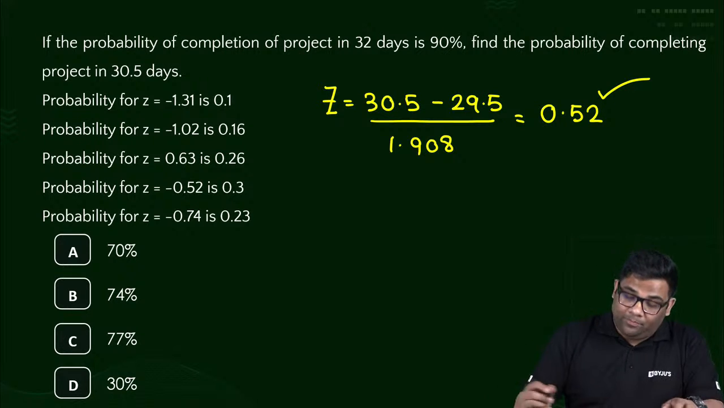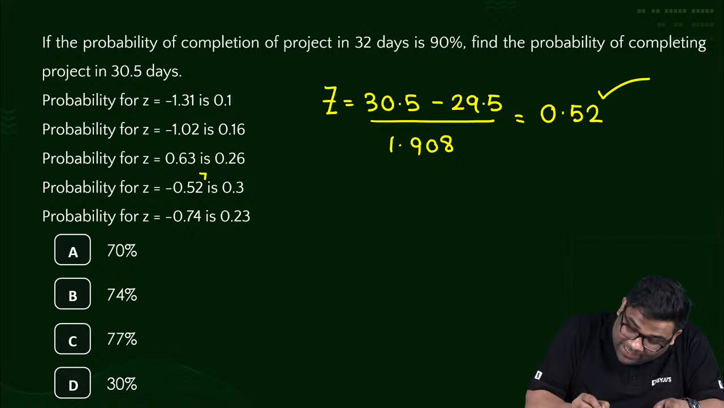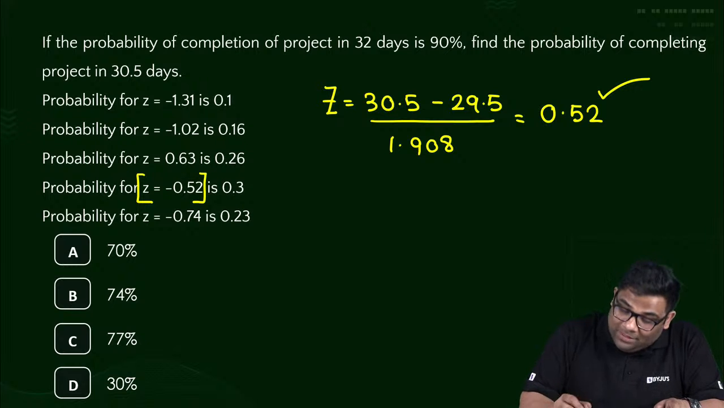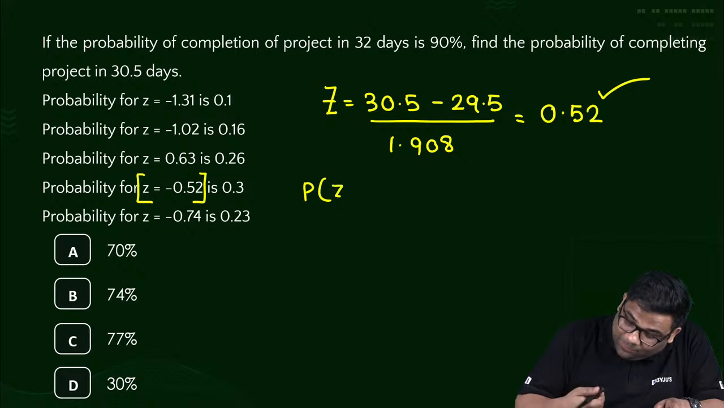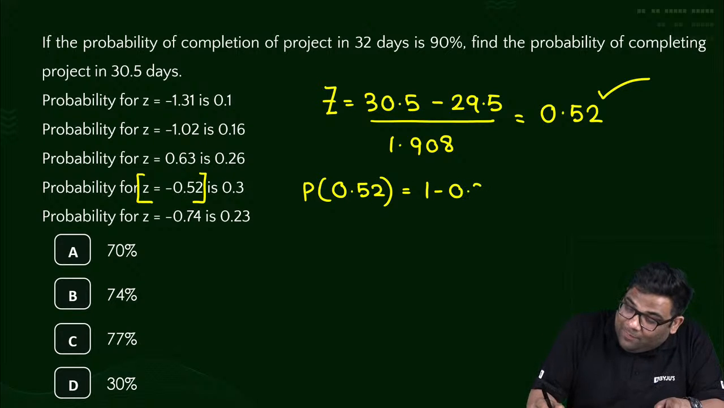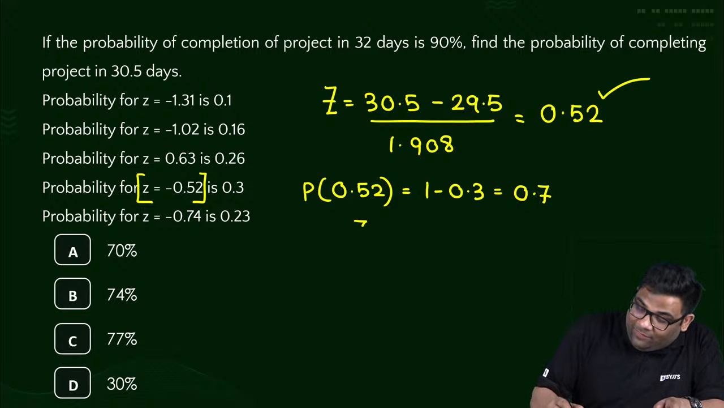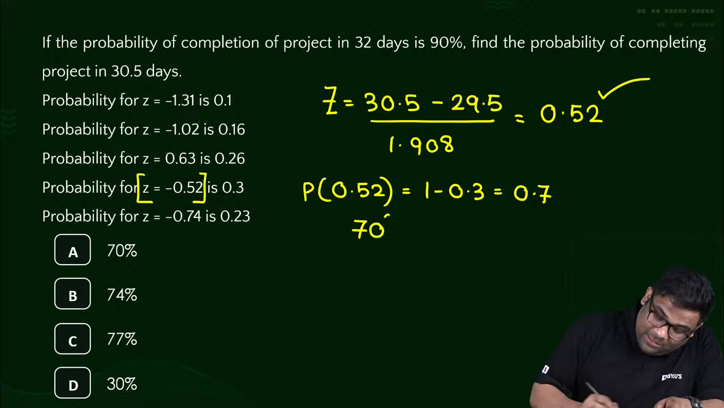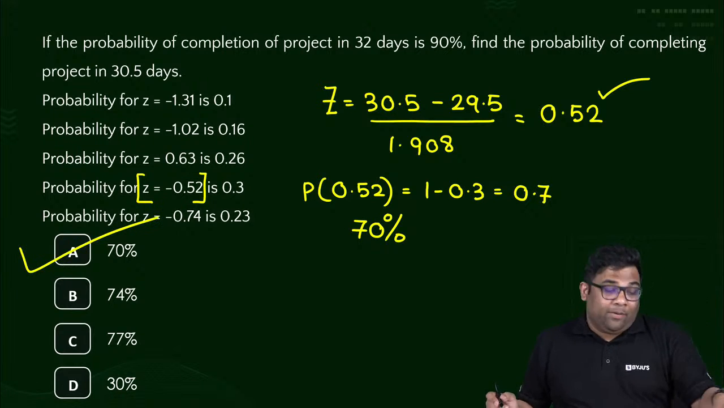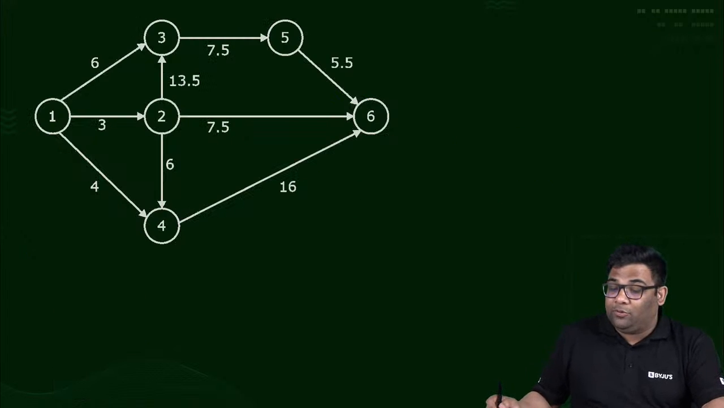So 0.52. Now the probability for minus 0.52 is 0.3. So the probability for plus 0.52 will be how much? Probability for plus 0.52 will be equal to 1 minus 0.3, that is how much? 0.7, so 70%.